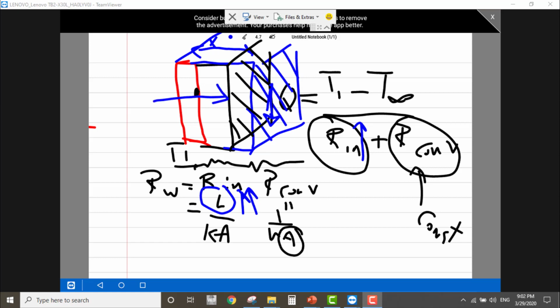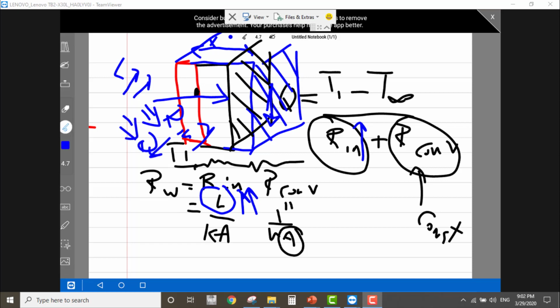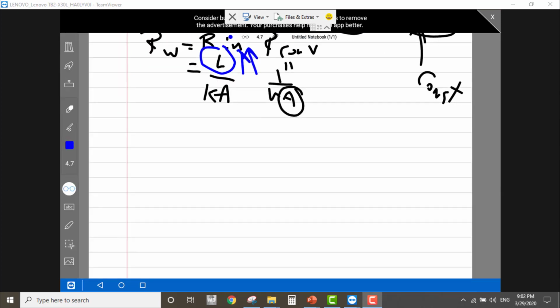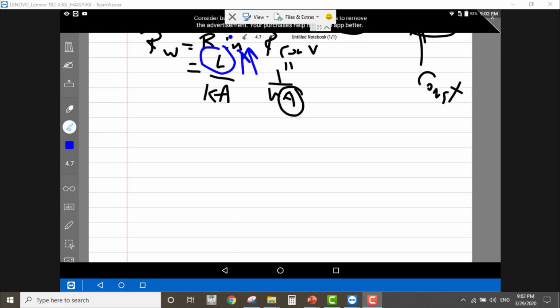Okay, so always, once we increase L, once you add more insulation, what happens? R insulation increases, and Q will decrease. This is always the rule for a wall.